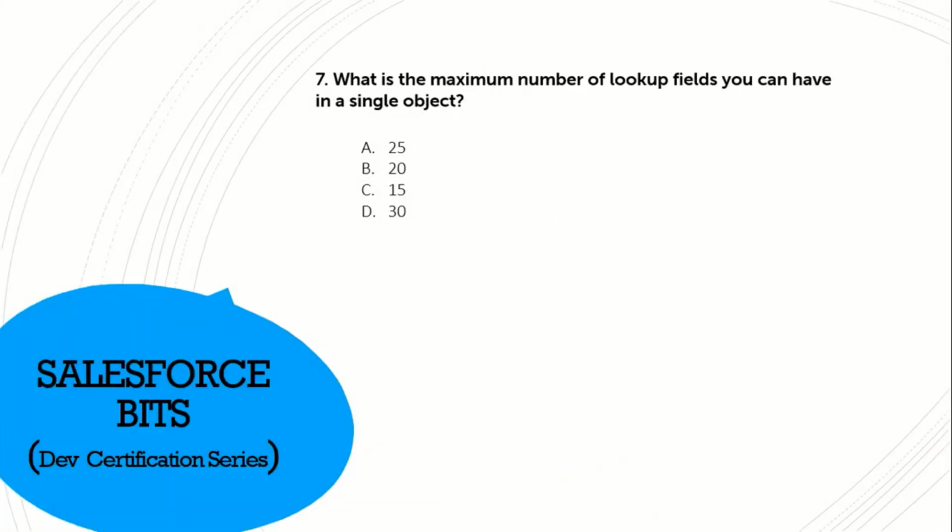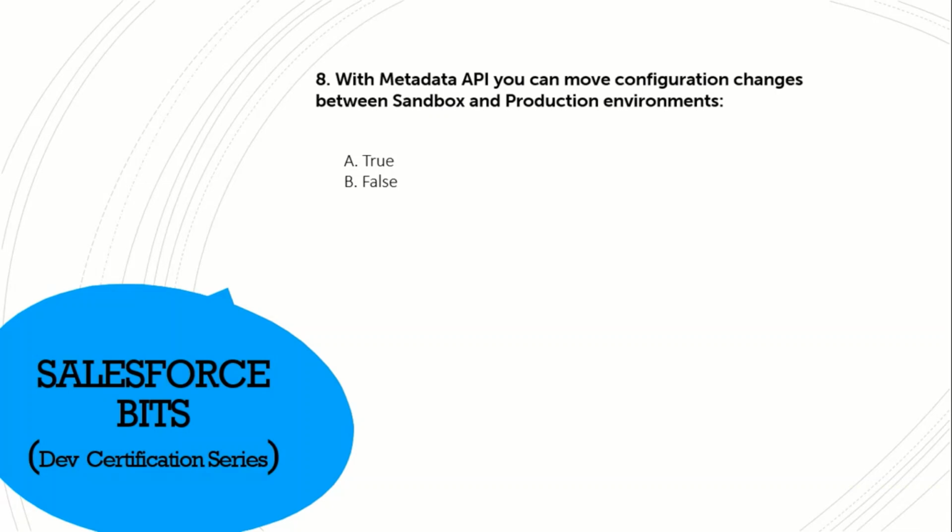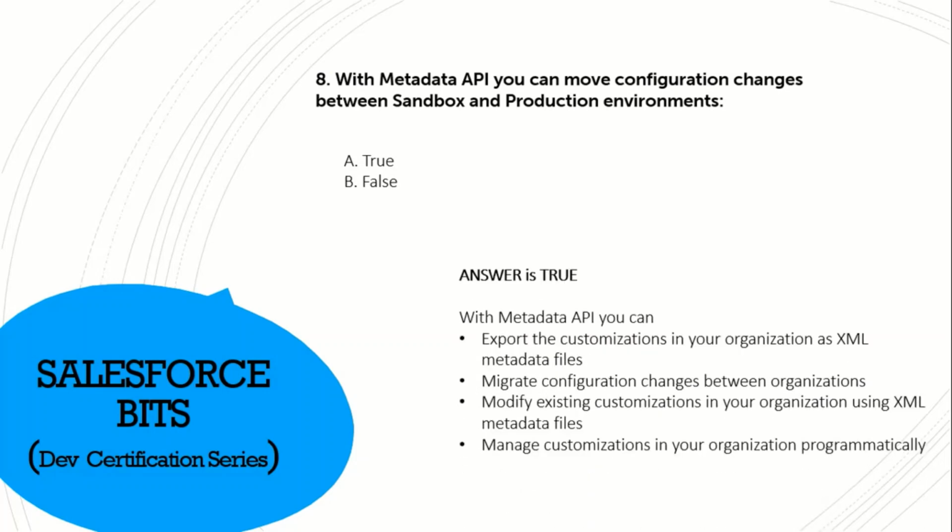What is the maximum number of lookup fields you can have in a single object? I think it's 25. So that's the number of lookup fields you can have in a single object. With metadata API, you can move the configuration changes between sandbox and the production environment. Yes, you can do that. These are the four main functions of the metadata API which you can do along with this.